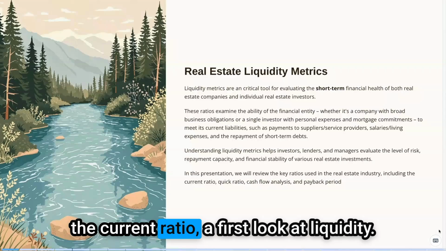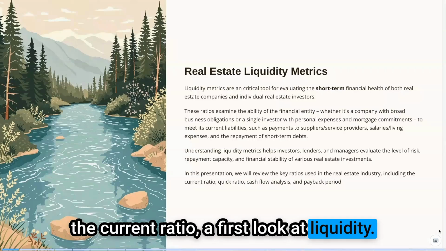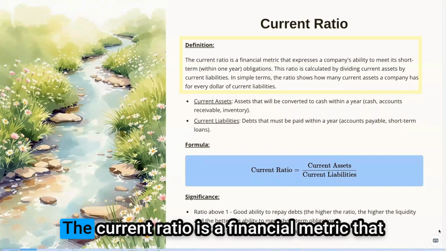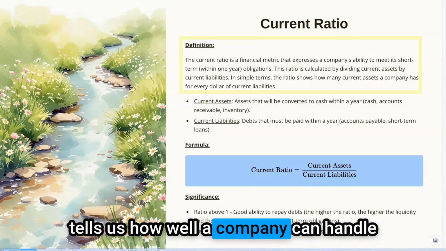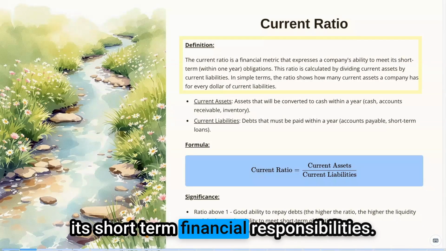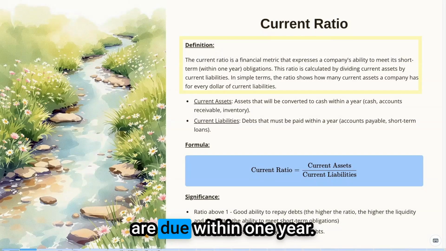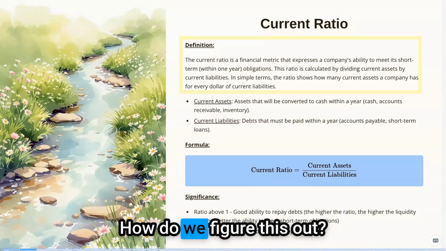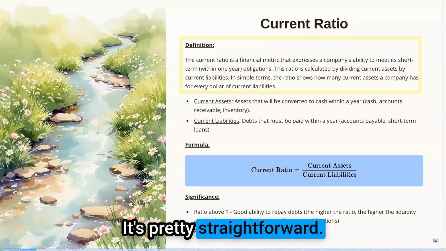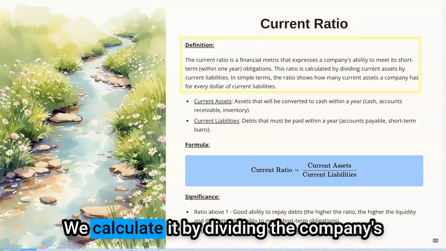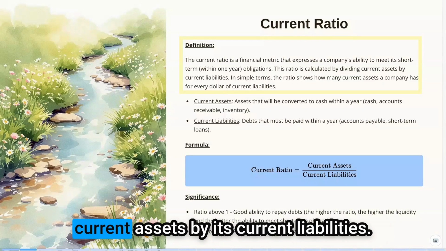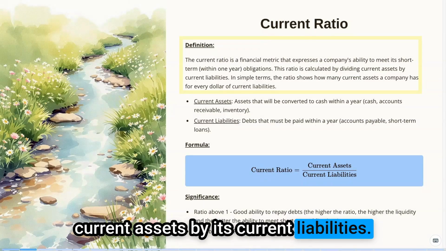The current ratio, a first look at liquidity. The current ratio is a financial metric that tells us how well a company can handle its short-term financial responsibilities, specifically those bills that are due within 1 year. How do we figure this out? It's pretty straightforward. We calculate it by dividing the company's current assets by its current liabilities.